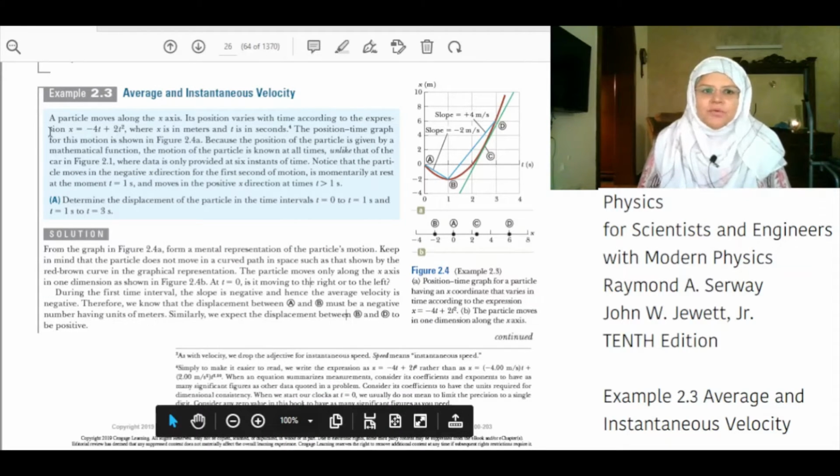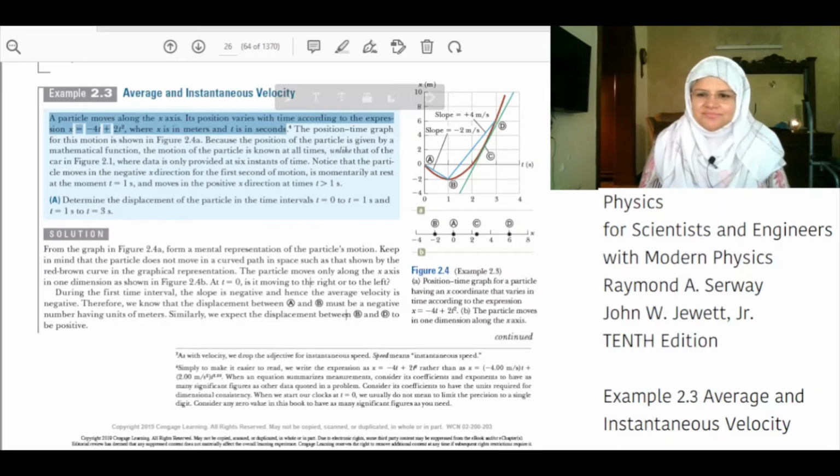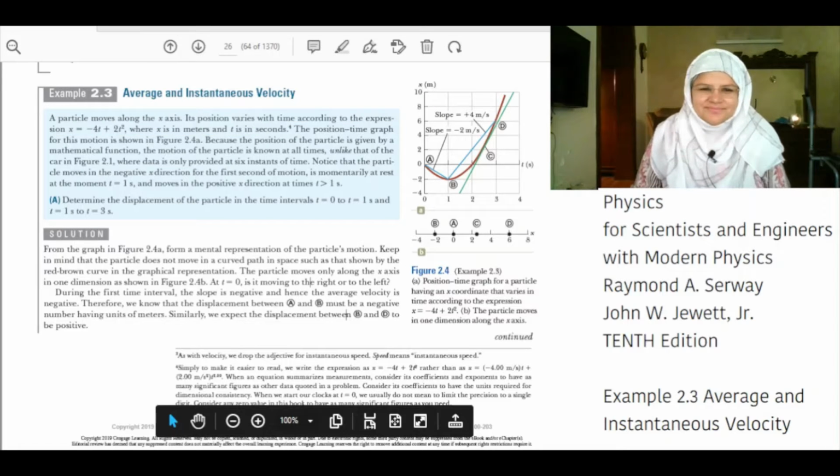A particle moves along the x-axis. Its position varies with time according to the expression x equals -4t + 2t², where x is in meters and t is in seconds. The position-time graph for this motion is shown in figure 2.4a.